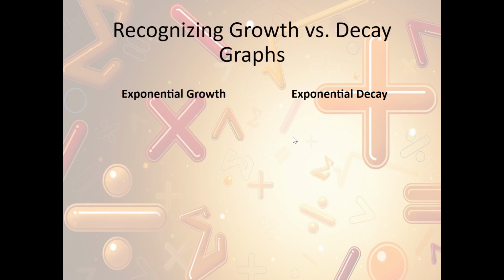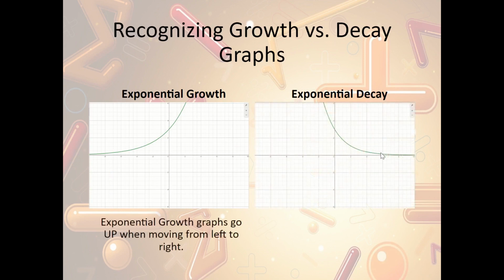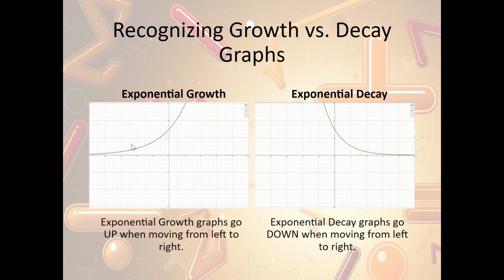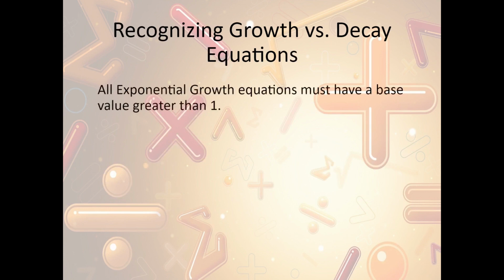Now, how can we recognize growth versus decay in graphs? Well, growth is always going to go up. Decay will always go down. So exponential growth goes up. Exponential decay goes down. How do we recognize it from equations? Well, exponential growth equations always have a base value greater than 1. So it could look like this. y equals 3 times 1 plus 0.4 to the x. So obviously that's greater than 1 when we add those together. Or it could be something like this where they already added it together for you, where it's y equals 3 times 1.04 to the x, which obviously this number is greater than 1.